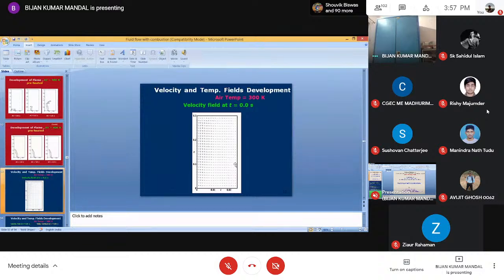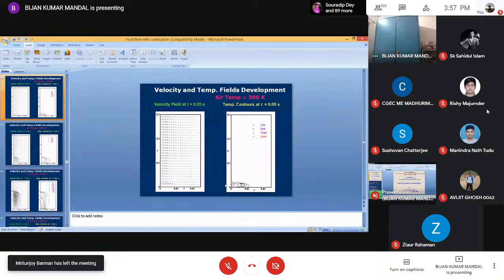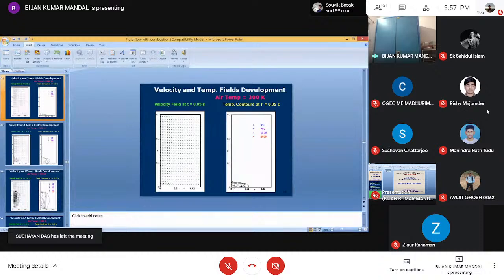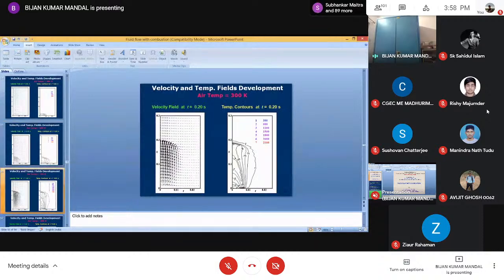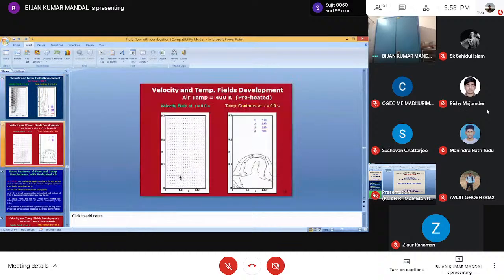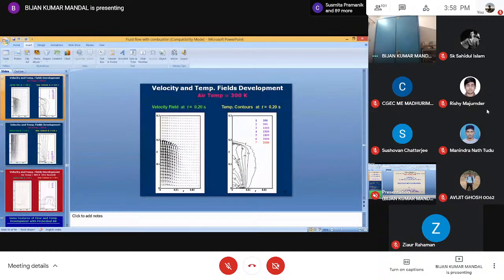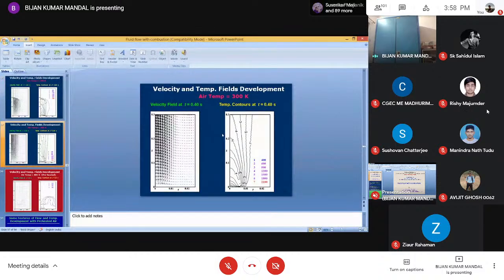And now let's look at how the velocity is changing at different times. This is initially. All the flow is going up. Then at 0.5 seconds, you can see there is some inflow of air from the bottom because the combustion has been initiated. These are the temperature contours. You can see here also a very narrow zone. Now it has developed more. Now you can see there is a formation of vortex here. And finally, that is the final shape, which is the same as our steady state.